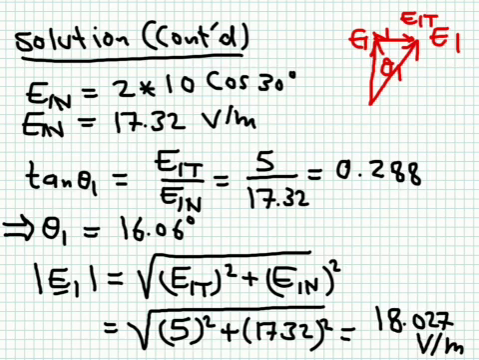One of them is 5, the other one is 17.32, as shown here in this expression. So when you do the square root of the sum, you get 18.027 volt per meter. So now we know the magnitude of the electric field in the first medium, and we know its angle with the normal to the interface.